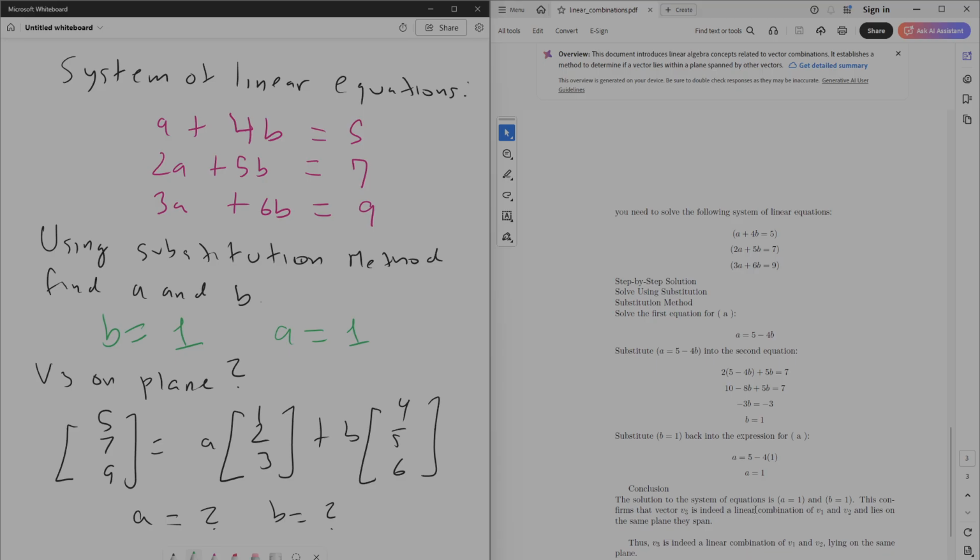So the solution to the system of equations is a equals 1 and b equals 1. This confirms that vector b3 is indeed a linear combination of b1 and b2 and lies on the same plane they span.